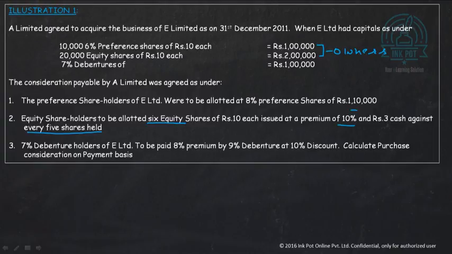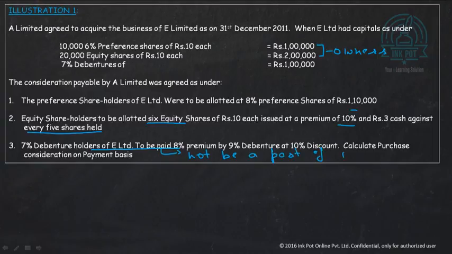Now 7% debentures of E Limited are to be paid at 8% premium by 9% debentures at 10% discount. Calculate purchase consideration. Now remember this thing, this will not be a part of purchase consideration, be a part of PC. ये आपके PC का पार्ट नहीं होगा.